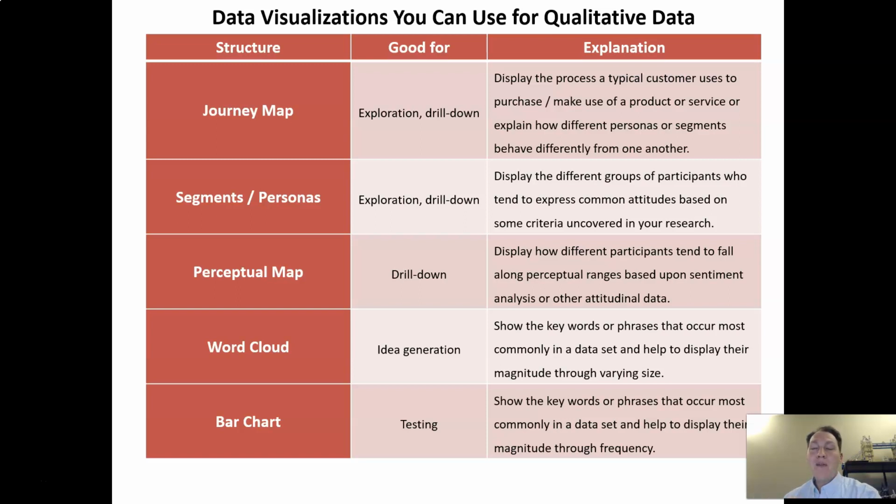A couple other visualizations that I think are a little less useful are word clouds and bar charts. They both kind of serve the same idea. Word clouds tend to show up a little bit more in things like idea generation. Bar charts you might find more in testing or in trying to understand just general themes that are coming up. But you'll see both of these being used to talk about keywords or phrases that occur most commonly in a data set. And with word clouds, you might display their magnitude through varying size, and with bar charts, maybe more through frequency.